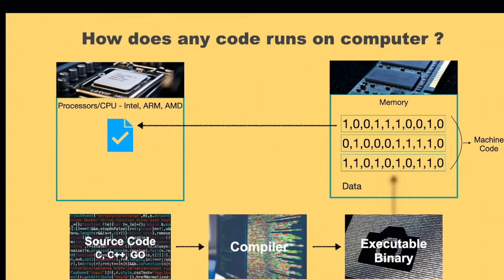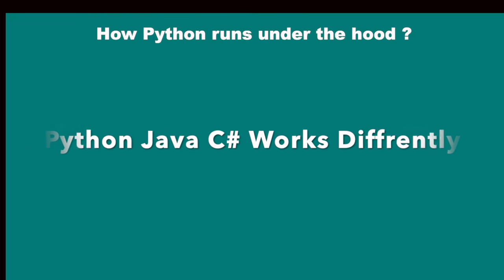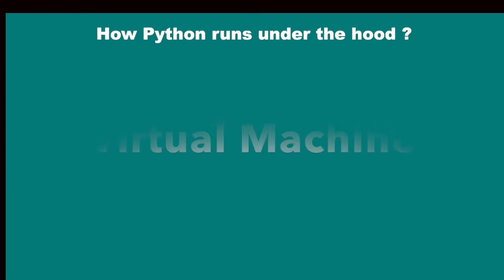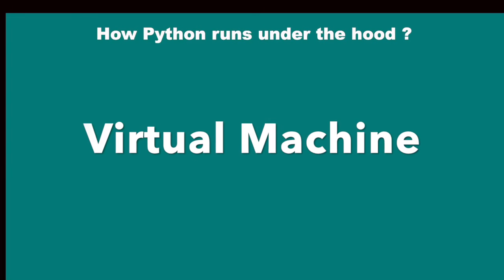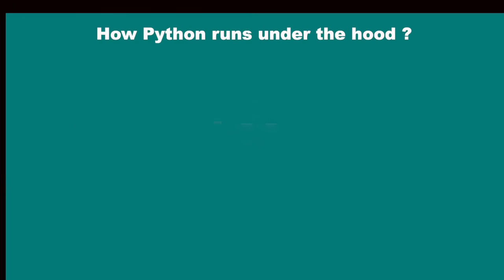When we execute this binary file, it loads into the memory, from where the processor fetches the instructions one by one and executes them. So this is the flow for source code written in C, C++, Go, etc. and executed on our computer. But languages like Python, Java, and C# work a little differently. They use a virtual machine, which is a software implementation of a processor. Let's see how Python works.